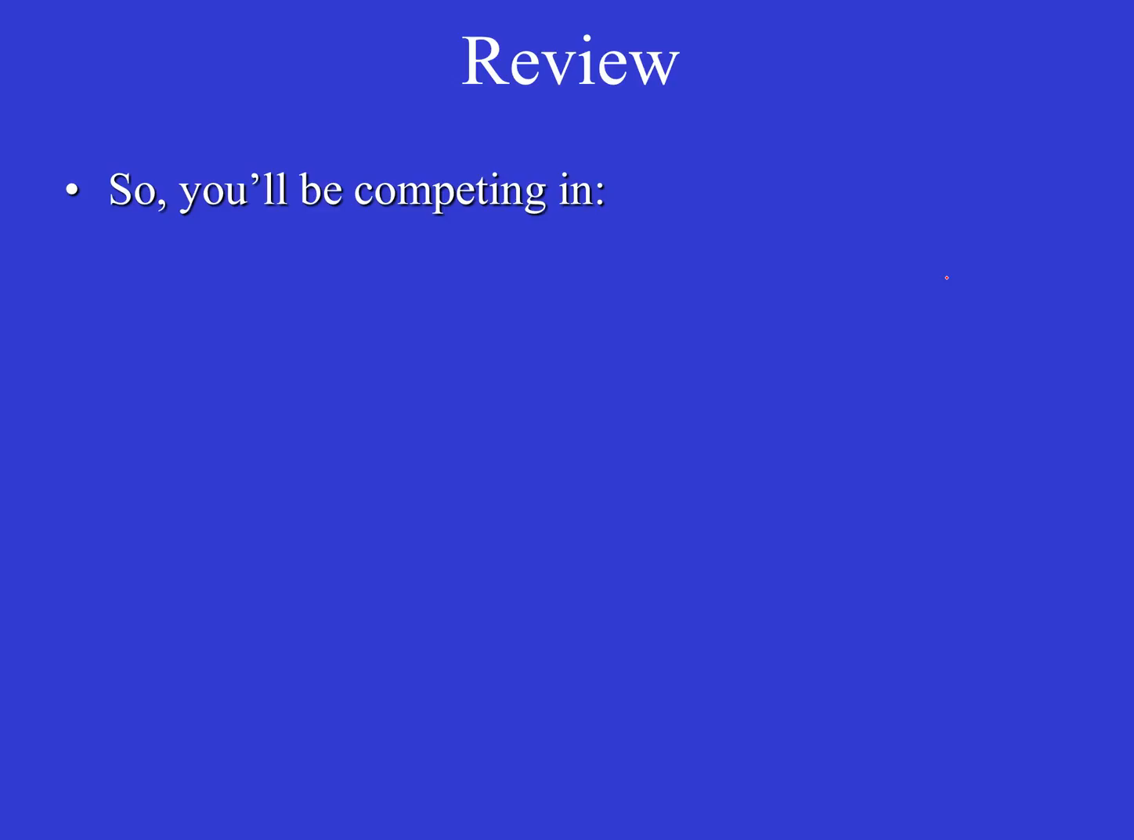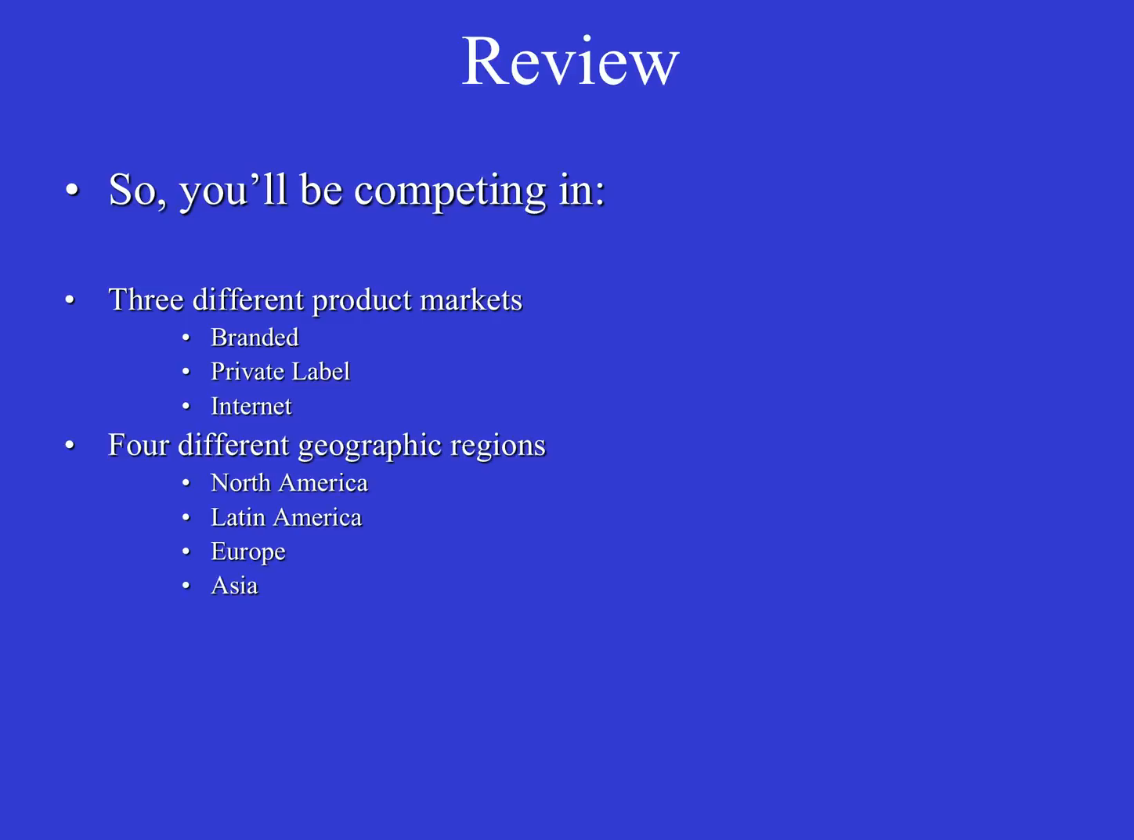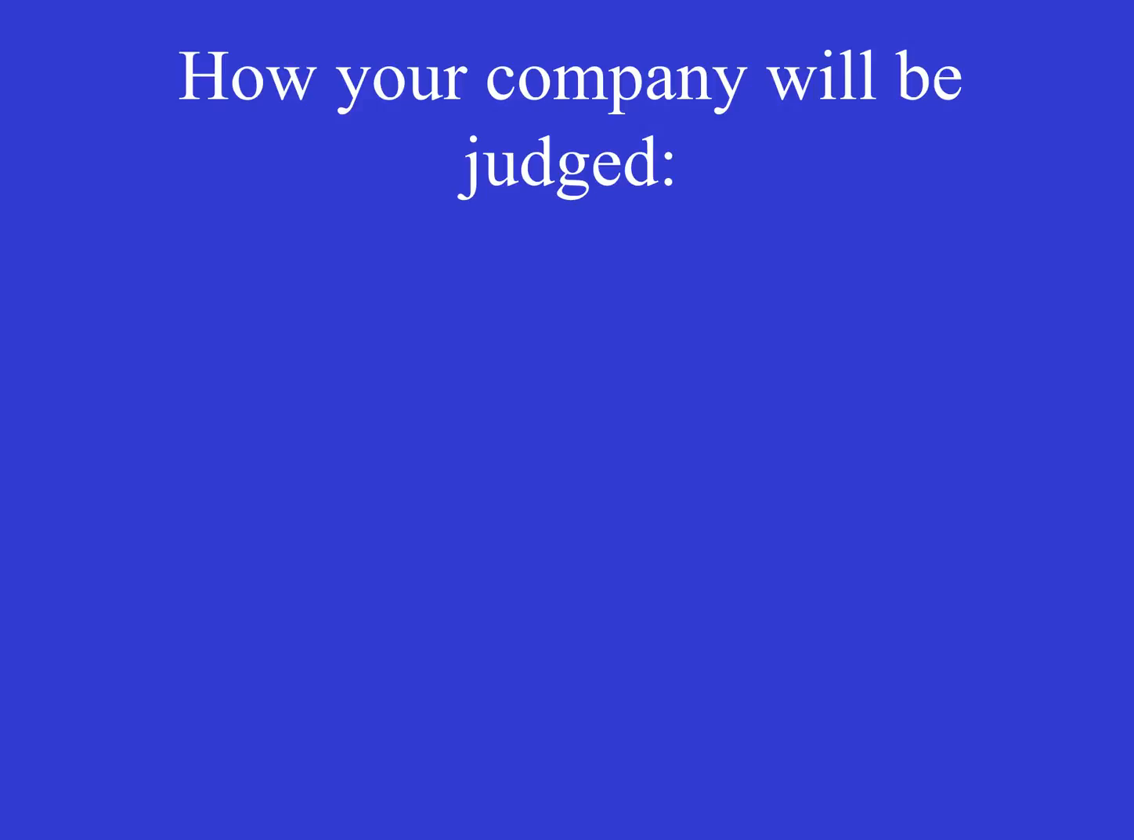So let me do a little recap here. You're going to be competing in 3 different product markets: branded, private label, and internet. And you're also going to be competing in 4 different geographic regions: North America, Latin America, Europe, and Asia. And in all 4 geographic regions, there are going to be 3 different, broadly speaking, pricing segments: high, medium, and low. So this gives you a broad overview of what you'll be seeing in this course.